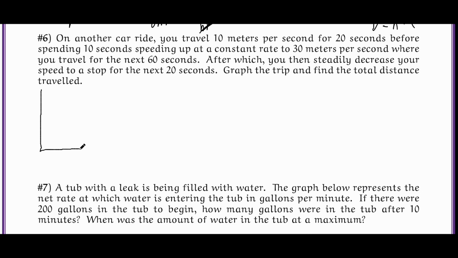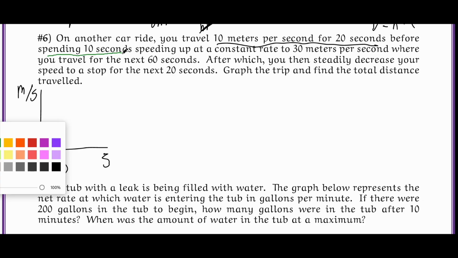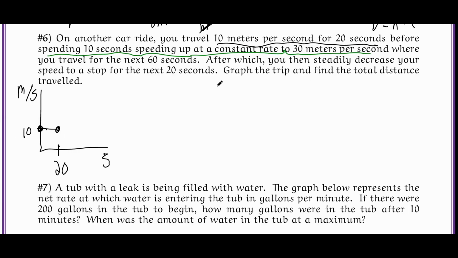I'm going to draw a graph. Meters per second are the units. We're going to put that on the y-axis. Time is in seconds. We're going to put that on the x-axis. We start by going 10 meters per second, and we do that for 20 seconds. So we start off with a horizontal line before spending 10 seconds speeding up to 30 meters per second. So now we're going to go up at a constant rate to 30 meters per second. And this whole thing took 10 seconds.